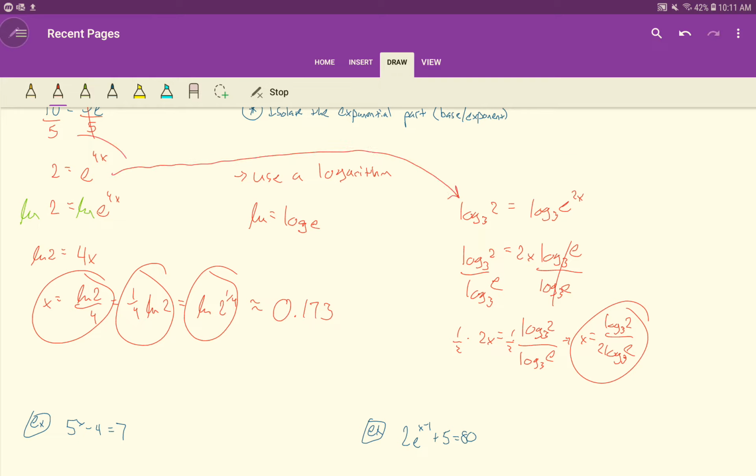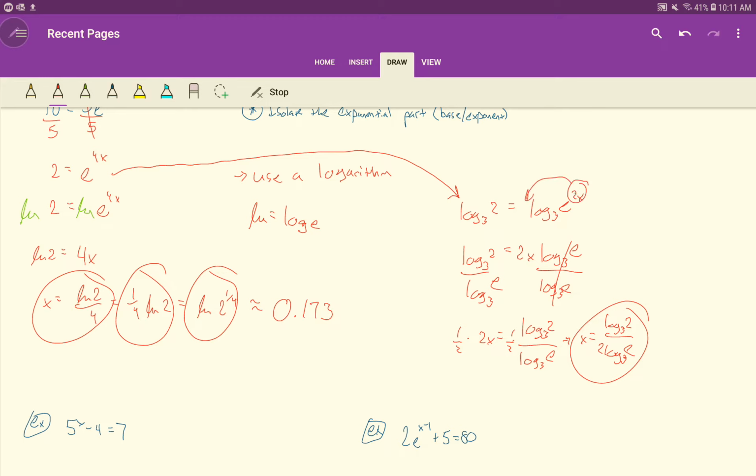So we start with 2e to the 4x. I need to eliminate that base e to get that 4x out of the exponent. How do we do it? Logarithm, but it can be any logarithm. I just randomly chose log base 3 here to do on both sides. Now when I do log base 3 of 2, it does not simplify, so it stays log base 3 of 2.